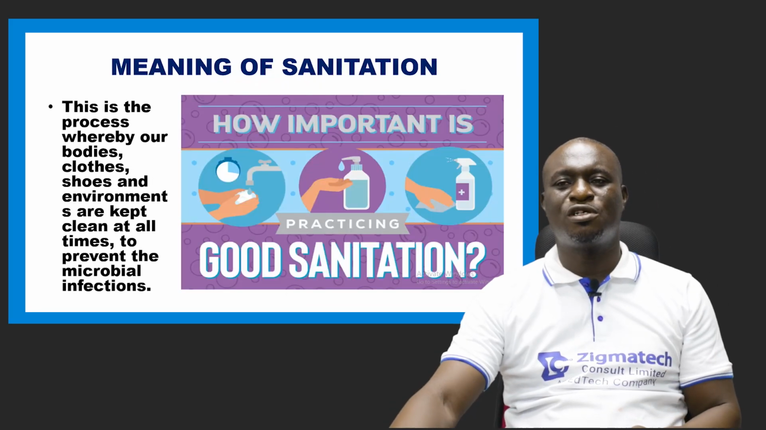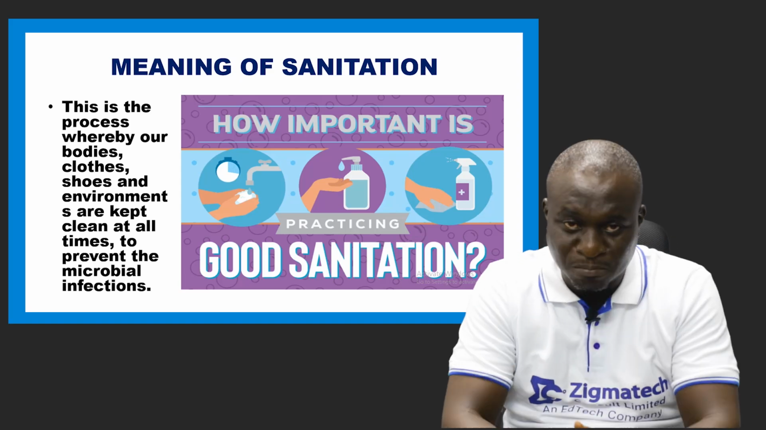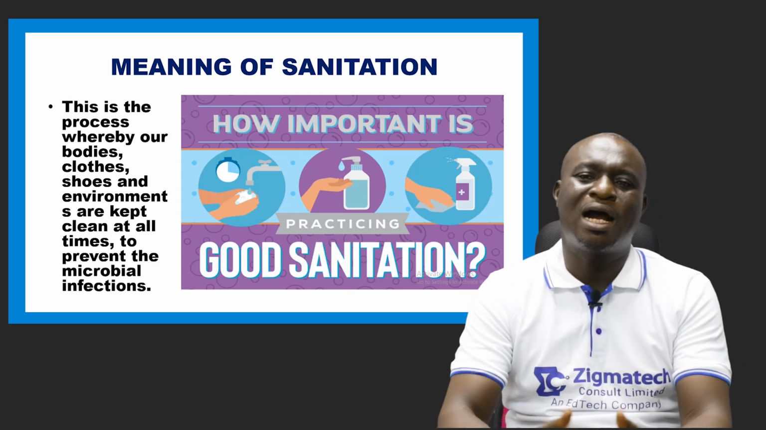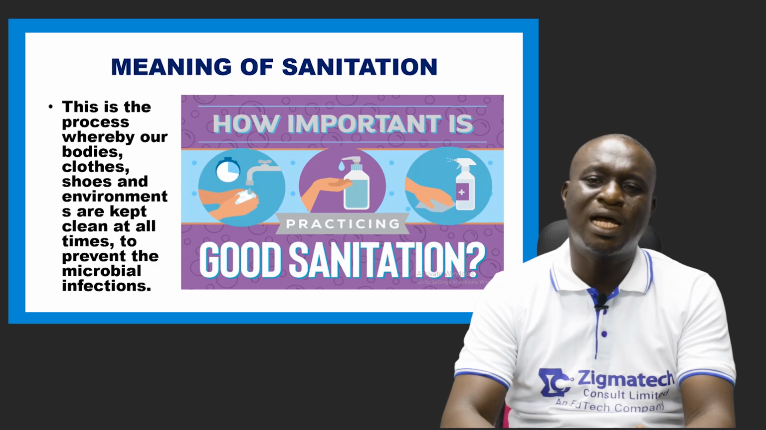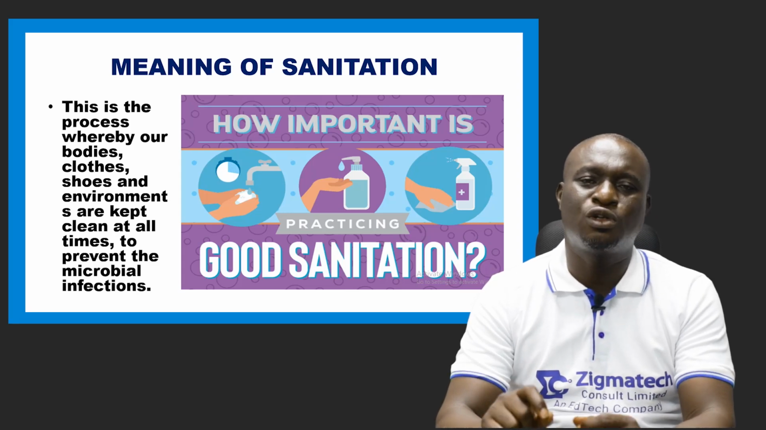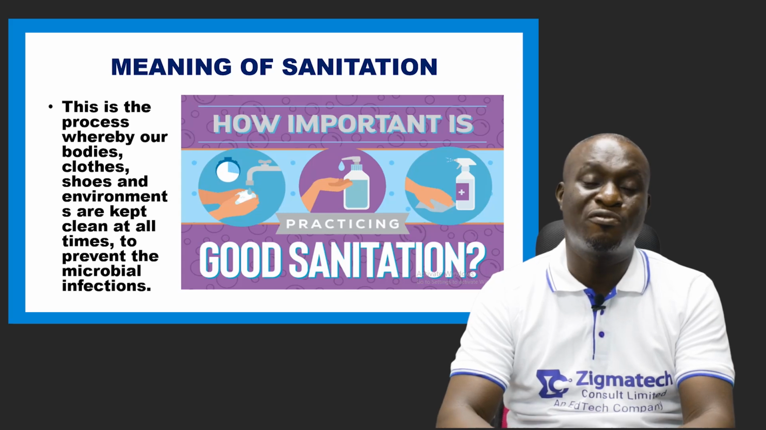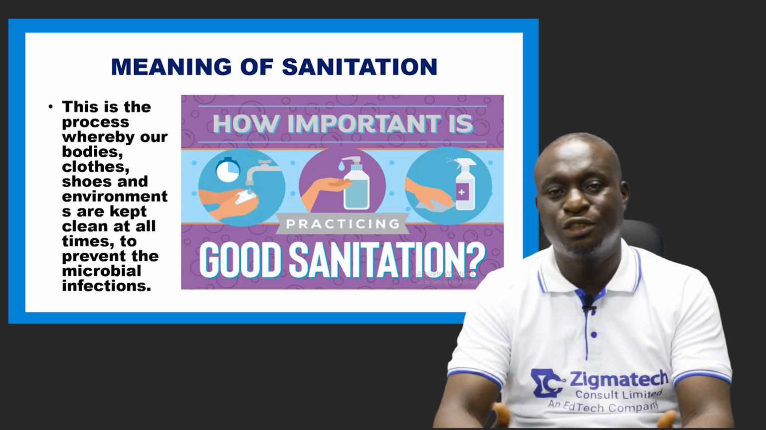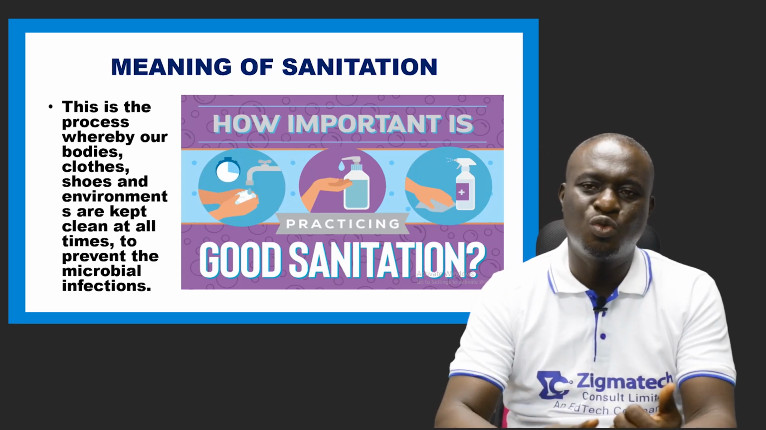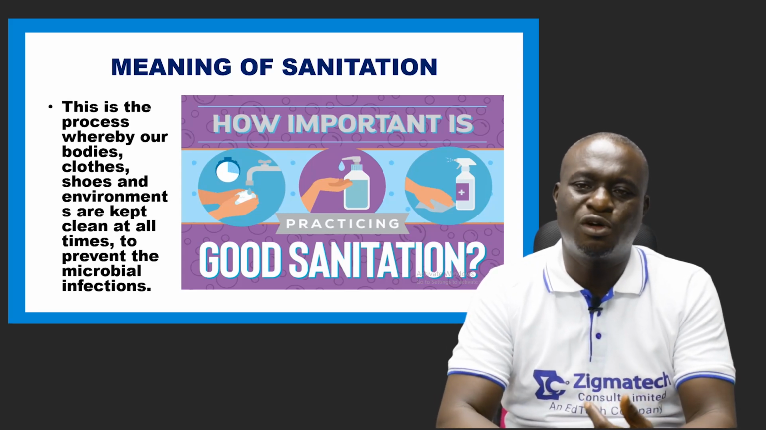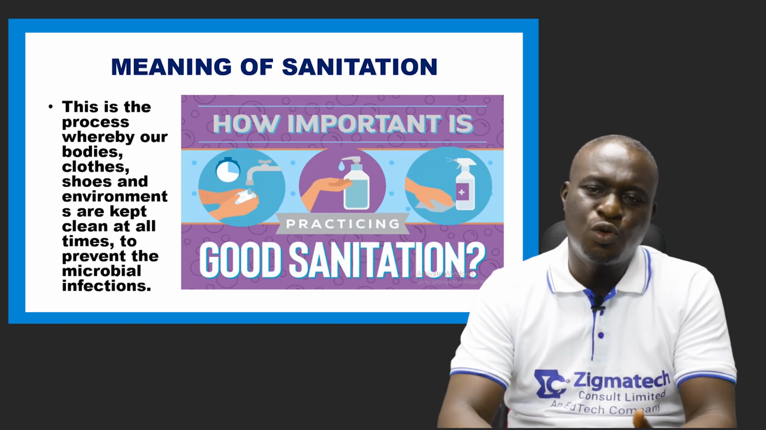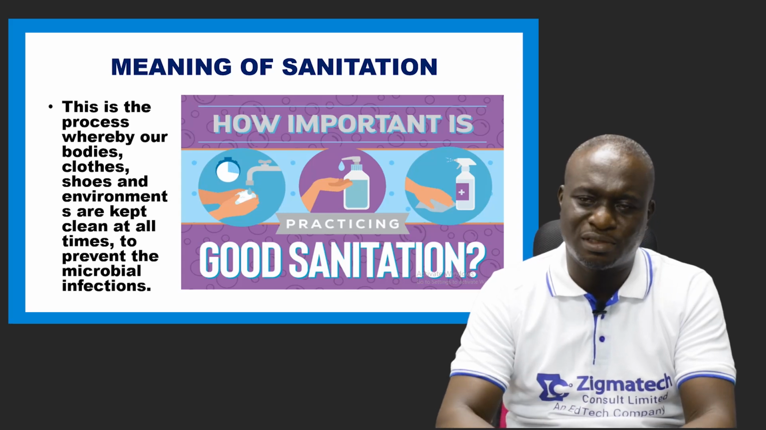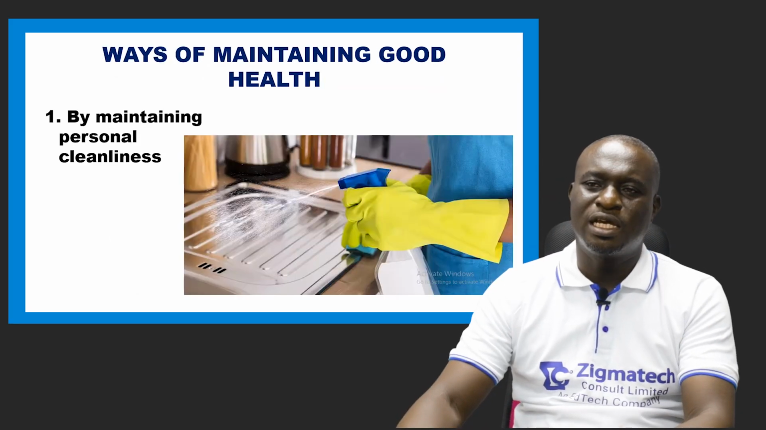Now let's look at other definitions. We have the meaning of sanitation. Sanitation is a practice. It is the process whereby our bodies, our clothes, our shoes, and environments are kept clean at all times to prevent microbial infection, or to prevent the prevalence of pathogens and germs in our environment. So it has to do with taking care of or cleaning our bodies, our clothes, our environments, our shoes, and everything that belongs to us at all times. So that is what sanitation is all about.